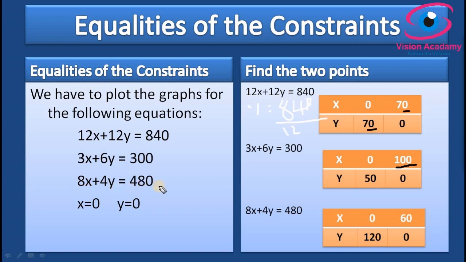Now I will consider the third constraint, 8x plus 4y equals 480. When x is equal to 0, y would be 480 by 4, which is 120. When y is equal to 0, what is x? Since x has double the coefficient of y, it would be 480 by 8, which is 60. In this way we removed the inequality, and found two points for each constraint. Now we can directly plot these two points in the graph.